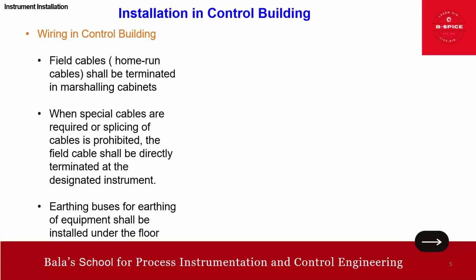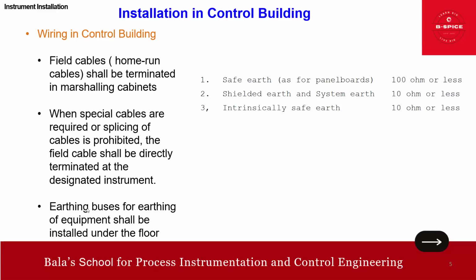Earthing buses for earthing of equipment shall be installed under the floor. Any earthing should be under the floor. Since we have covered earthing here, instead of covering it in a separate module, I want to touch upon it a bit here. Safe earth, that is for the panel board, the resistance should be 100 ohm or less. Shielded earth on your system earth is 10 ohm or less. Intrinsically safe earth also 10 ohm or less. So this is safety, and this is the system instrument earth.